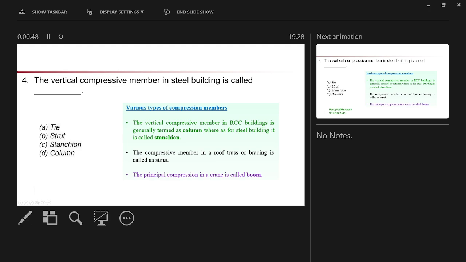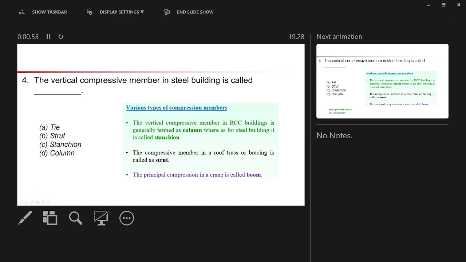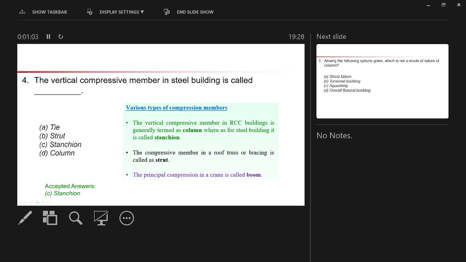Okay, then we'll go to the next question. The vertical compressive member in a steel building is called a strut. We have already seen that if we are using a normal vertical compressive member in a steel section, it is called a strut. So this will be called a strut.